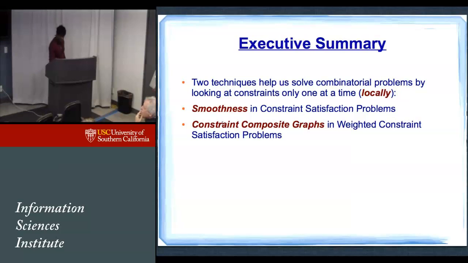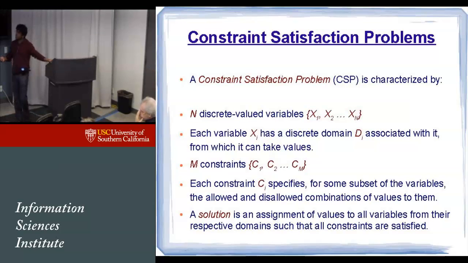Let's quickly look at what a constraint satisfaction problem is. A CSP is characterized by n variables, x1 through xn, and each variable xi has a discrete domain di associated with it, from which it can take values. On top of these variables are m constraints, c1 through cm, and each constraint specifies, for some subset of the variables, the allowed and disallowed combinations of values. The goal is to come up with an assignment of values to all the variables from their respective domains such that all the constraints are satisfied.